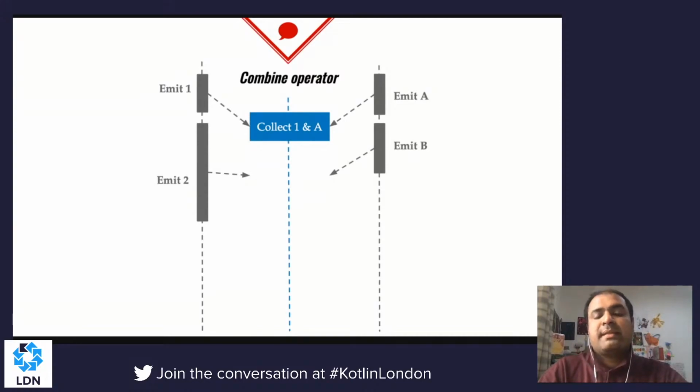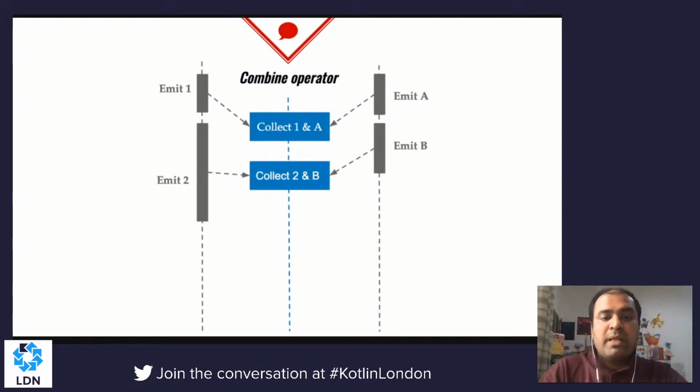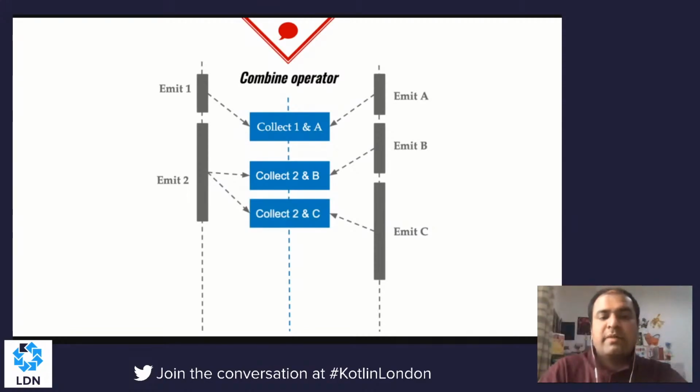Combine usually picks up whatever is the latest result available in both the respective flows. So the result would be a combination of 2 and B. Now imagine meanwhile there is another emission from emit C. Now emit 2 is still going on. So it takes the latest value of emit 2 and a new result is generated, which is 2 and C. So this is the result.